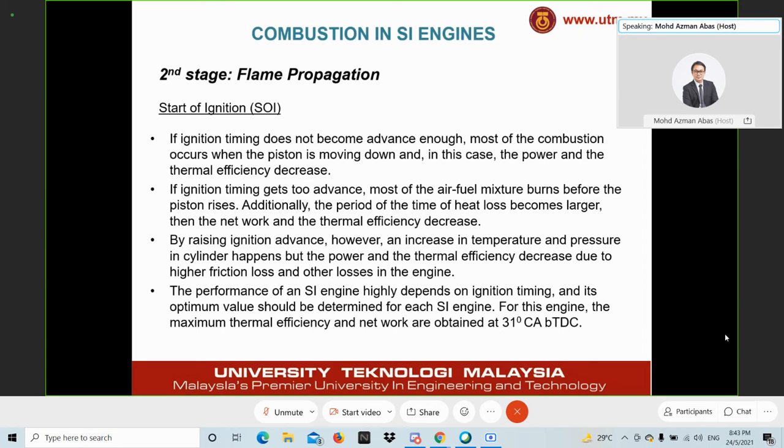This is the means of how you control your combustion. Its optimum value should be determined for each SI engine. Different engines have different characteristics, but generally the characteristics are the same while the values will not be the same. For this engine, the maximum thermal efficiency and net work are obtained at 31 degrees crank angle before TDC.